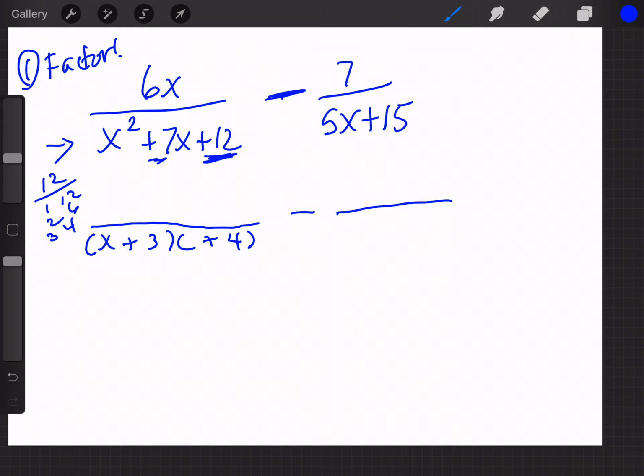Check yourself. Do 3 and 4 combine to give me a positive 7? Yes. Do they multiply to give me a positive 12? Yes, they do. So that one's factored. Oh, forgot the x right there. All right. So on the second fraction here, I got 5x plus 15.